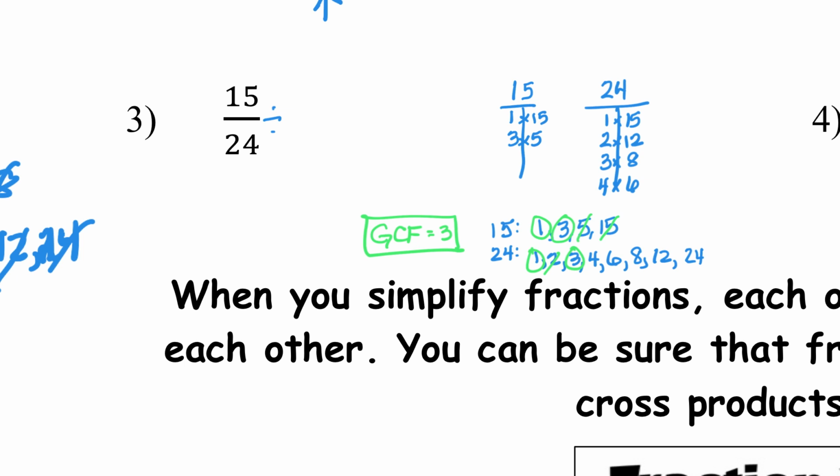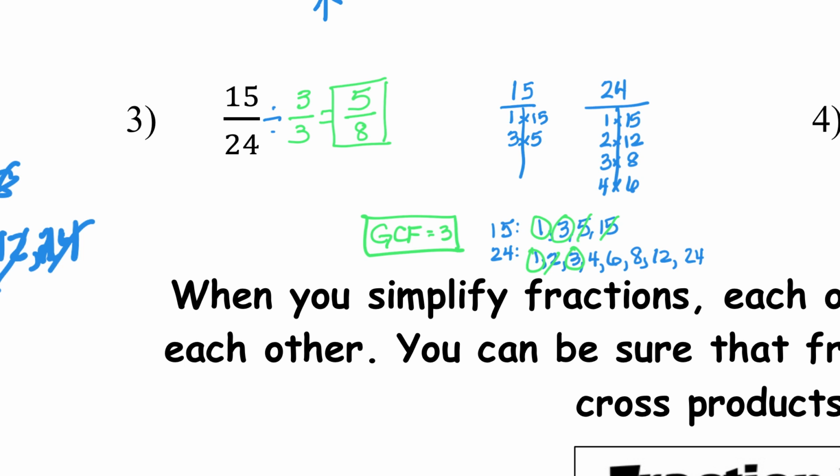So the next thing I'm going to do is divide 15 and 24 by 3 over 3. And I find in simplest form, 15 divided by 3 is 5, and 24 divided by 3 is 8. So my final answer is 5 over 8, okay? So remember, what you're doing when you're simplifying a fraction is rewriting it without changing the value, but you're listing it in a different way.